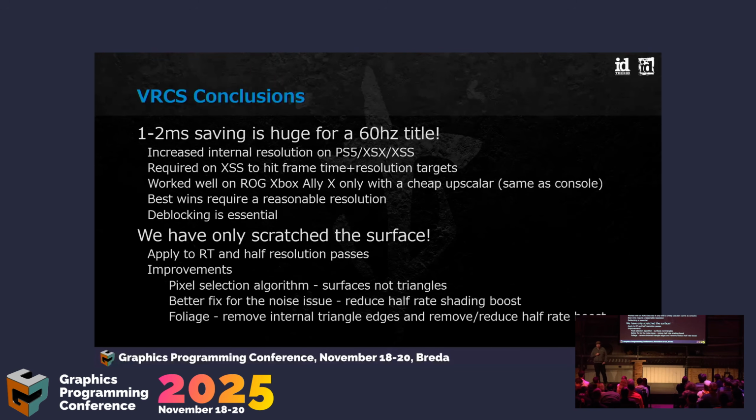We have only scratched the surface. It could be applied to more passes. With ray tracing in particular, that could be a massive saving. Better pixel selection algorithm, better fix for the noise issue, less half-rate shading on foliage, and we've easily got another millisecond win here. I don't think there'd be any problem getting another millisecond.